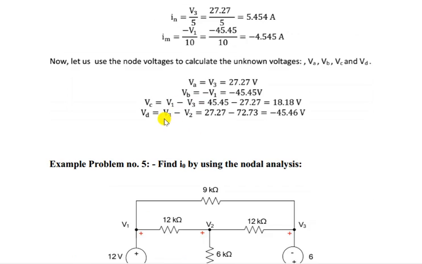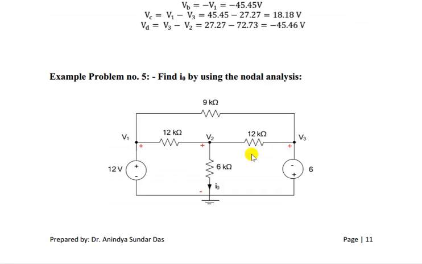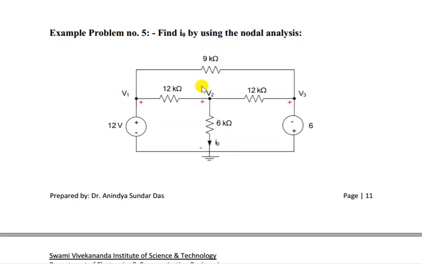So V1 minus V3, V3 minus V2. Now let us take another example. Find the I0 value, the current flowing through the 6k ohm resistor. Now say we have voltage sources. Here there are two voltage sources.